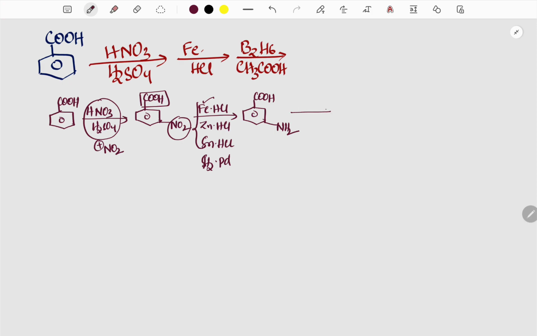Now this meta-aminocarboxylic acid is treated with B2H6 and acetic acid. B2H6 and acetic acid is a reducing agent combination. Therefore, the carboxylic acid undergoes reduction, and it gives the corresponding primary alcohol.